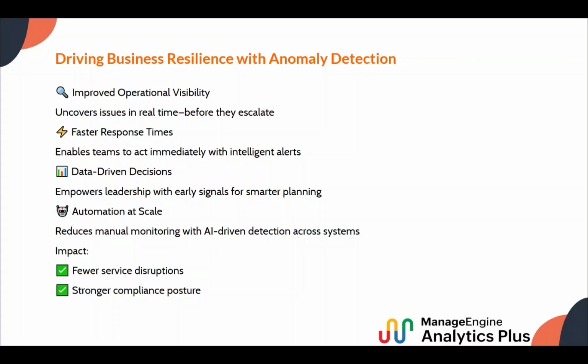Data driven decisions: detect early patterns and trends that guide strategic planning, and support informed decision making with predictive signals. Automation at scale: leverage AI to monitor systems continuously without manual effort. Ensure consistent, scalable anomaly detection across environments. Impact: minimize service disruption and improve compliance confidence, strengthen operational resilience and business continuity.